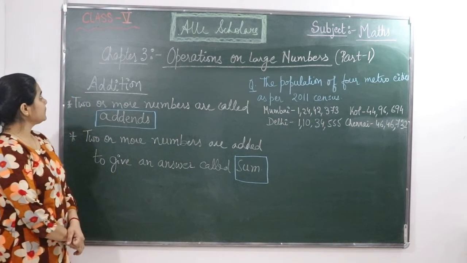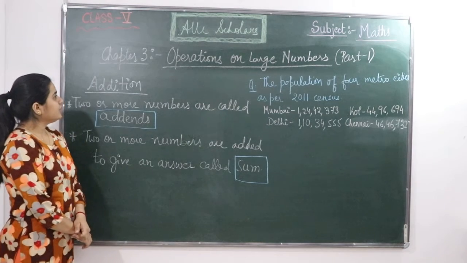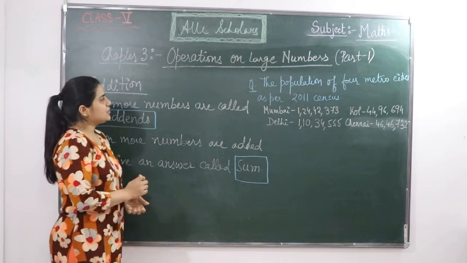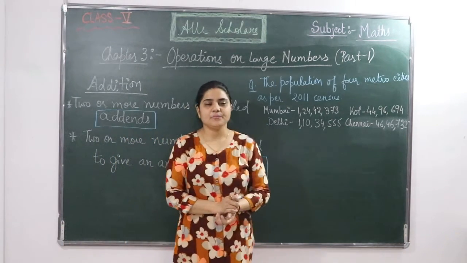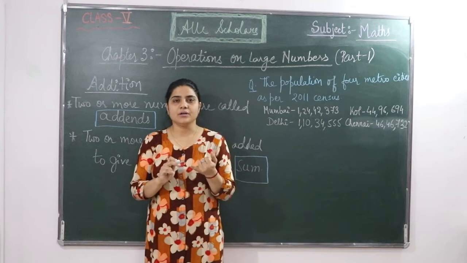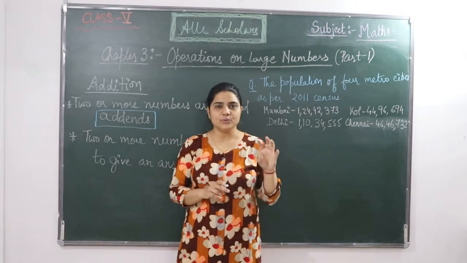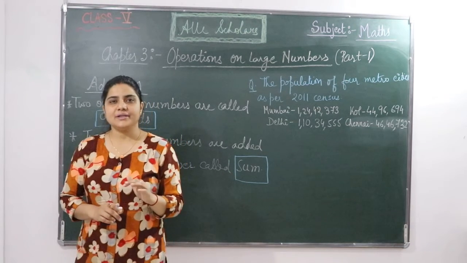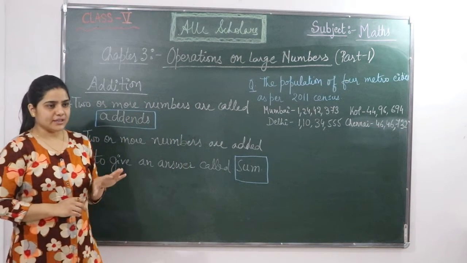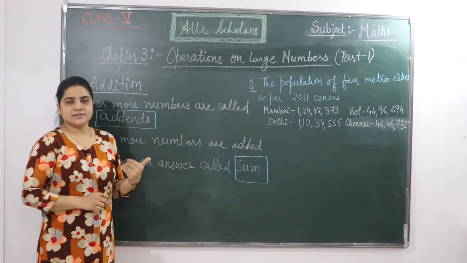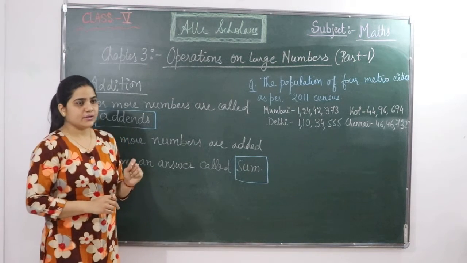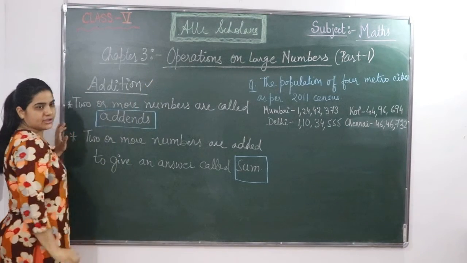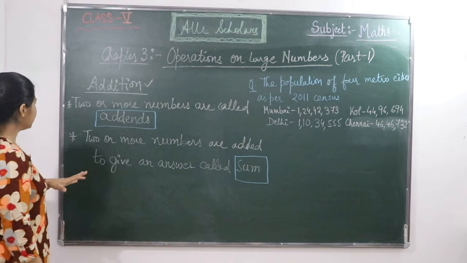So from class 5th ICSE board, today we are going to take a chapter from maths, that is chapter 3, operation on large numbers. In this chapter we are going to discuss addition, how we do the addition of large numbers, the subtraction of large numbers, how it is done, and the multiplication of large numbers. We will see some of the questions also here today. So first we are going to discuss addition, how we do the addition of large numbers.